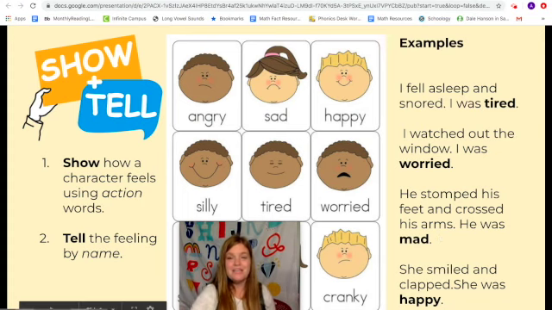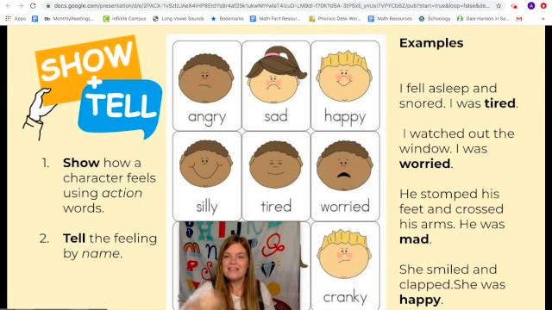Last example. She smiled and clapped. She was happy. Smiling and clapping shows the feeling of being happy, and then I named it at the end. I told it. So today's learning target is to write using emotions with the strategy show and tell. I encourage you to start a brand new book today to write about a time when you had a big feeling. Either a really, really happy time or a really, really scary time or a time when you were really excited. Find a story in your memory that has big emotions attached to it and then practice your show and tell.